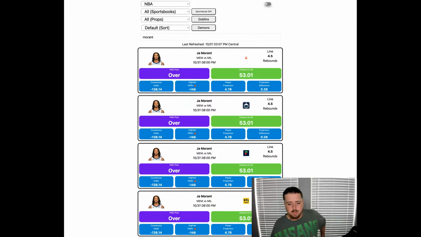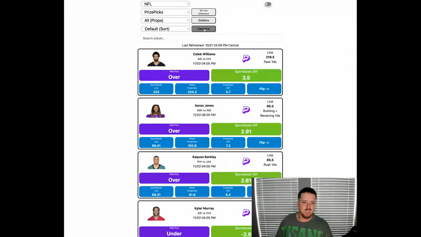I'm thinking about taking Robert Woods' Demon on his receiving yards. What's his receiving yards? Let's see. Speaking of Demon, let's see if there's any projections over the Demon lines right now. Nothing right now for Demons on NBA. NFL, nothing on NFL as well.